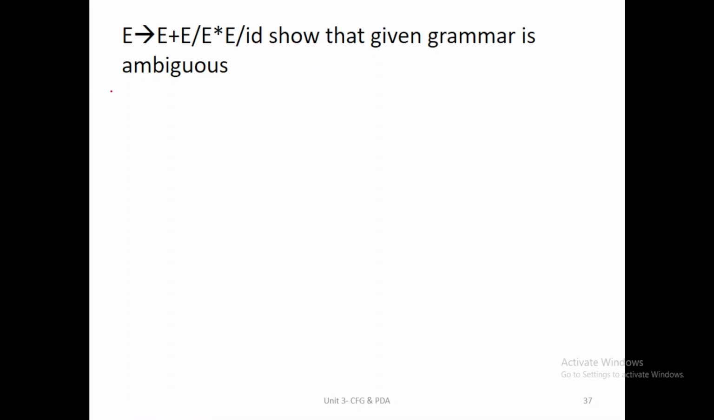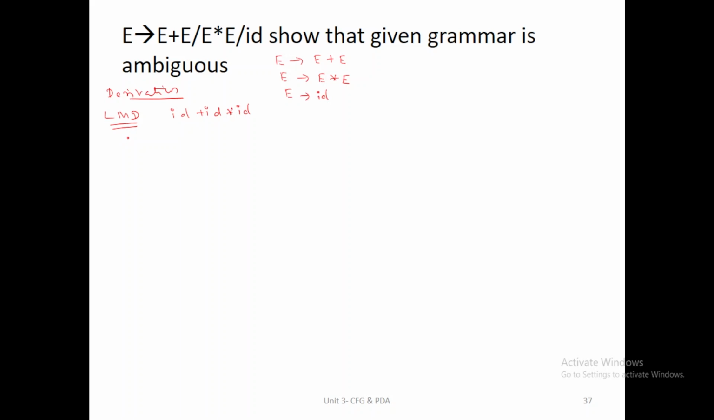I am taking the derivation part first. In derivation, two types are available. I am taking LMD first. Let us take the string id plus id star id. This is the given grammar. I write it separately. The first production is E implies E plus E. The second production is E implies E star E. The third production is E implies id.